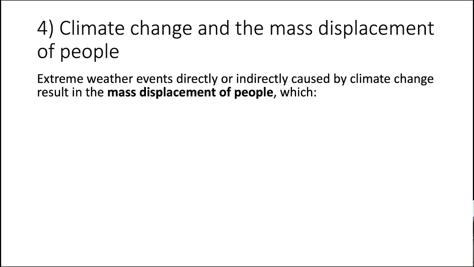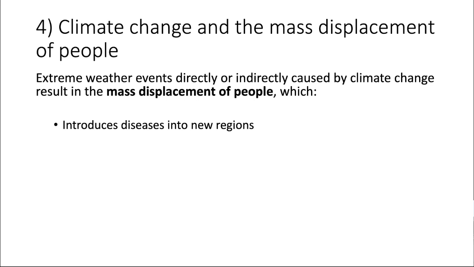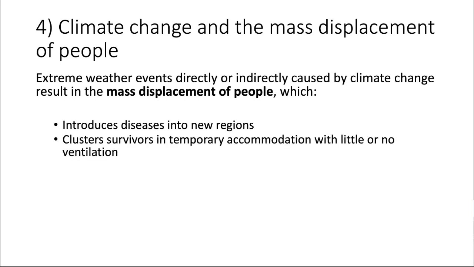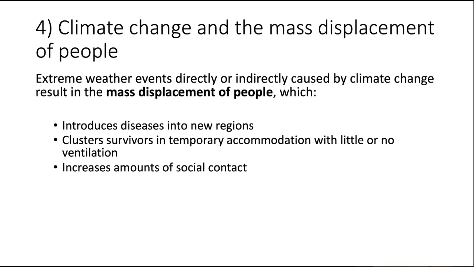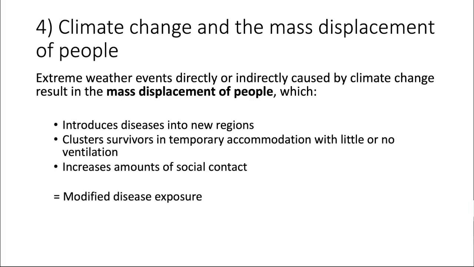So extreme weather events caused by climate change can lead to mass displacement of people in the form of evacuation, in the form of migration, and in the need for mass sheltering. So mass displacement can move diseases into new regions as people are moved. It can cluster survivors in temporary accommodation with little or no ventilation and with extreme heat. And it can also increase amounts of social contact, which makes social distancing extremely difficult. And so what this means is that mass displacement of people results in modified disease exposure.